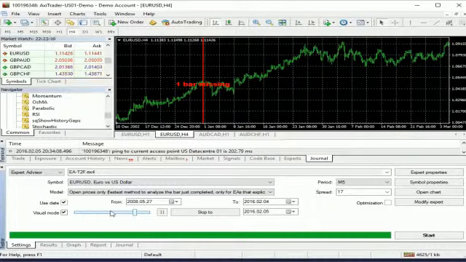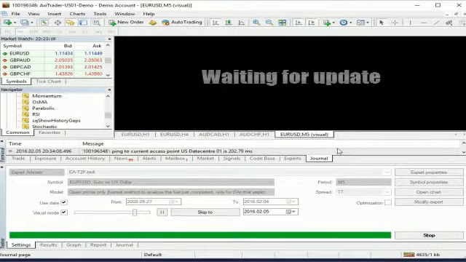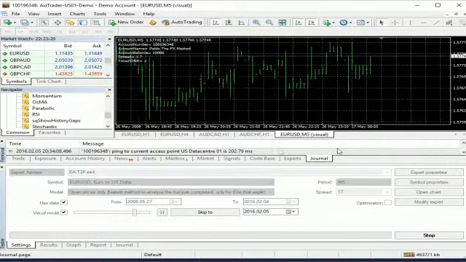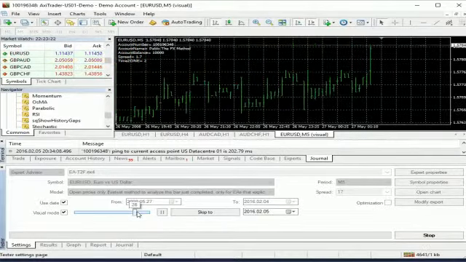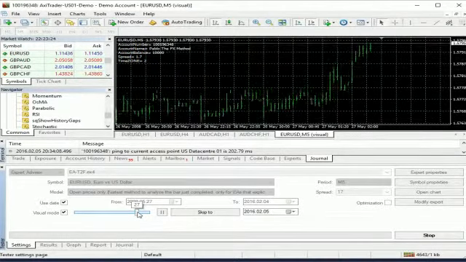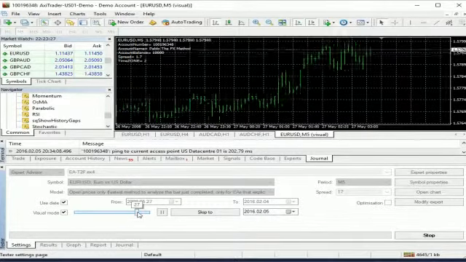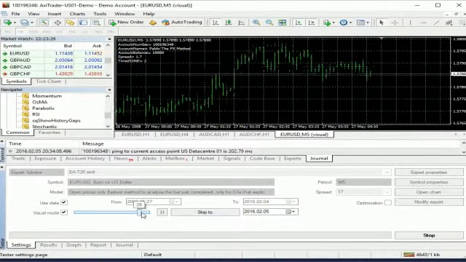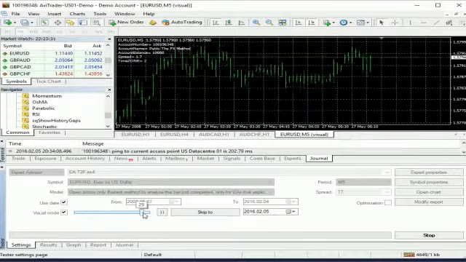We click here on the visual mode, and with this we select the speed. And with this we can pause. So what we're going to see now is what the robot is doing, candle after candle. We can select the speed. We are now back to the past, not back to the future, and we're watching what the robot did in May 2008.